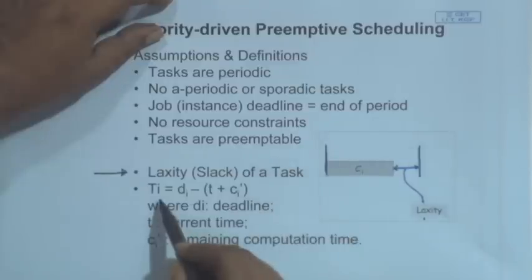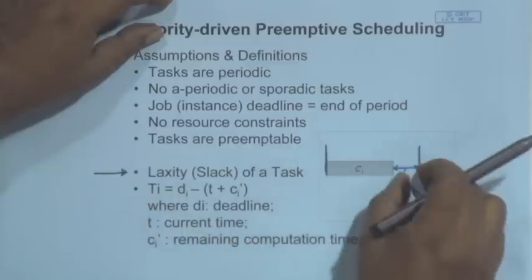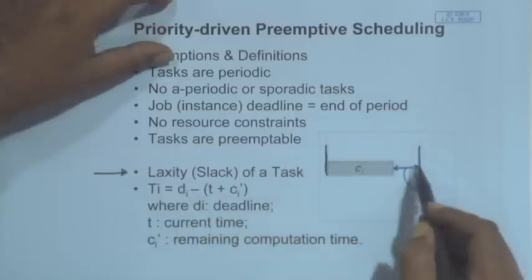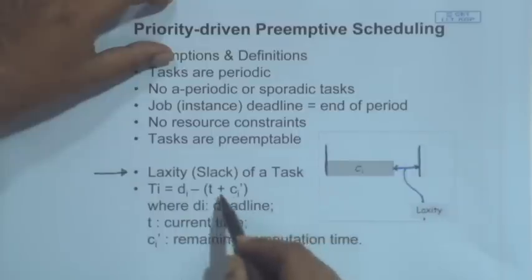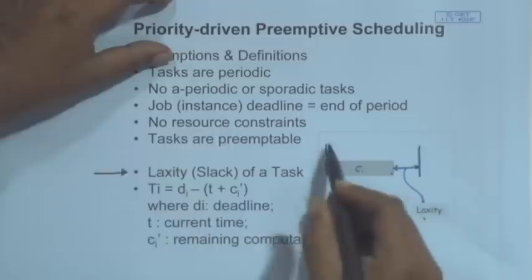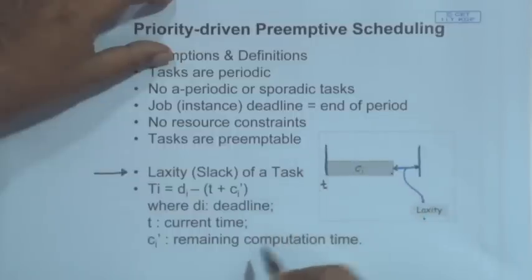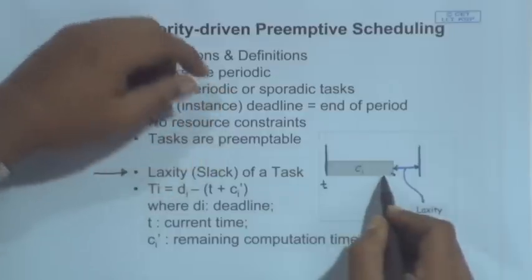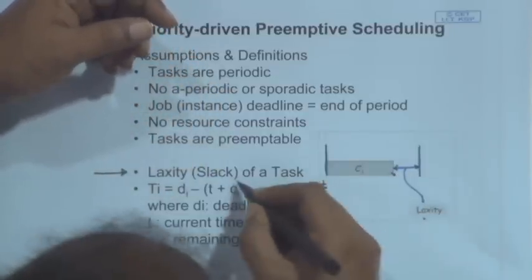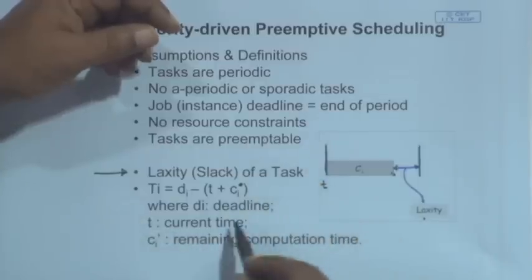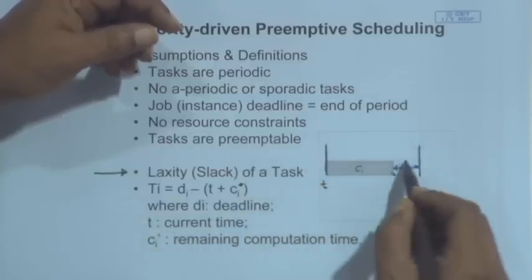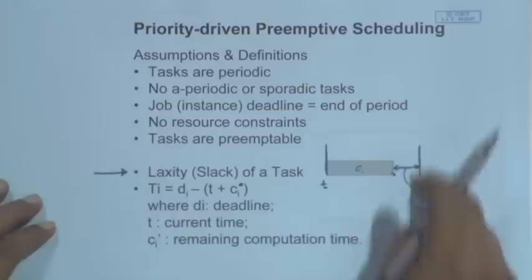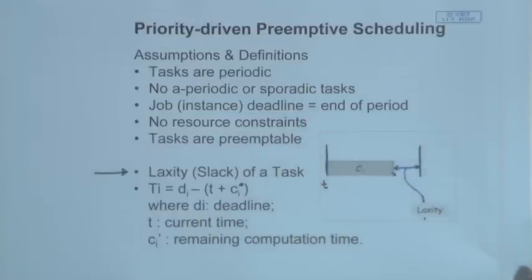So, laxity is the time that is left if I take the deadline and the current time T plus how much time the task takes. So, T plus CI, and this is the deadline. If I subtract this, then I will get the slack. So, this term, the laxity, will also come in handy later.